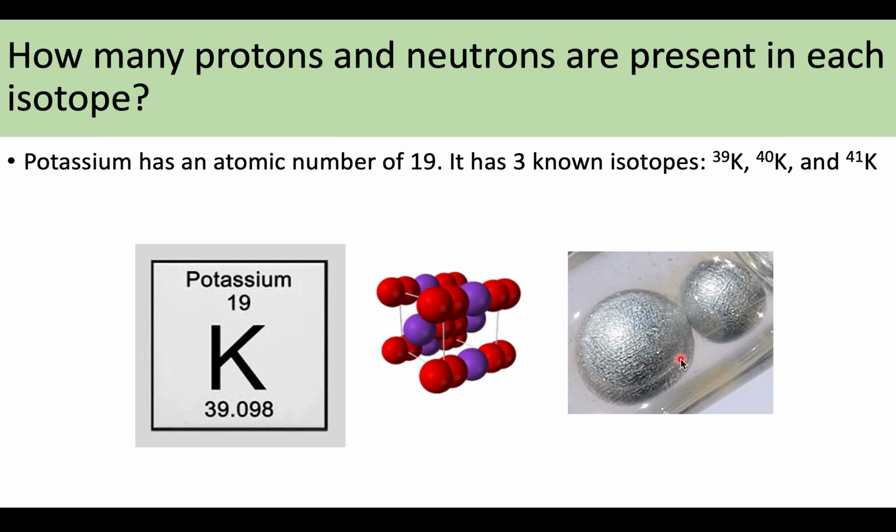So in this example of potassium-39, how many protons and how many neutrons are present? So potassium has an atomic number of 19, and it has 3 known isotopes, 39, 40, and 41. So here is an example of potassium-39. How many protons and how many neutrons would we expect? This would have 19 protons. Actually, all of the isotopes are going to have 19 protons. And the neutron number is what is going to change. So for this example, 39, it's going to have 20 neutrons. So 20 plus 19 is going to make that 39.